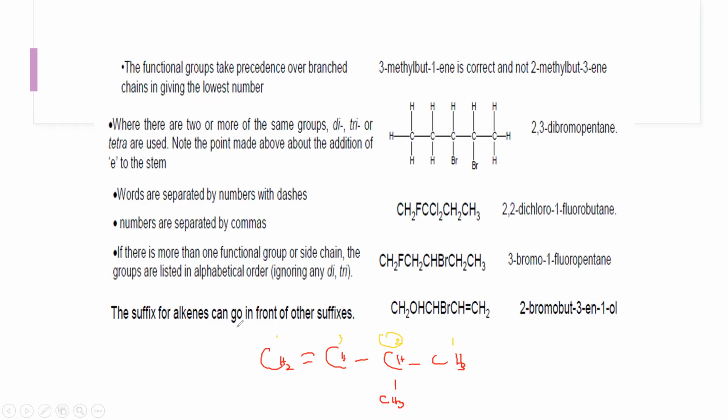But if I number from the left-hand side, 1, 2, 3, 4, then at the first position I have a functional group. So which one do we give priority? We give the priority to the functional group compared to the branches. That's why when we count this, it will be 3-methyl, because at the third position we have a branch, so 3-methylbutanol as compared to 2-methylbutanol. So always we try to give priority to the functional group.